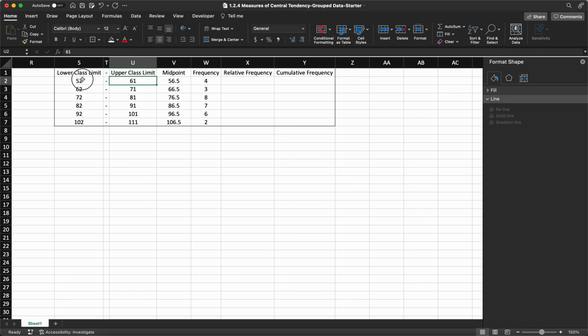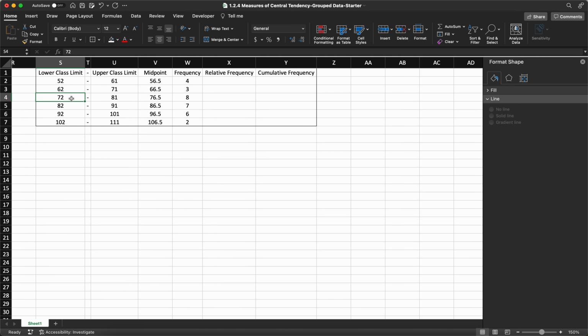And so we went up by tens, and when we went up by 10, we were able to include all of our values. And what we talked about last time is we use this midpoint, which is the average of these two numbers, to create the midpoint here. And this is saying that there are 4 numbers in my data set that are between 52 and 61, including 61 and 52. There are 3 numbers in our data set between 62 and 71. There are 8 numbers between 72 and 81, and so on and so forth.